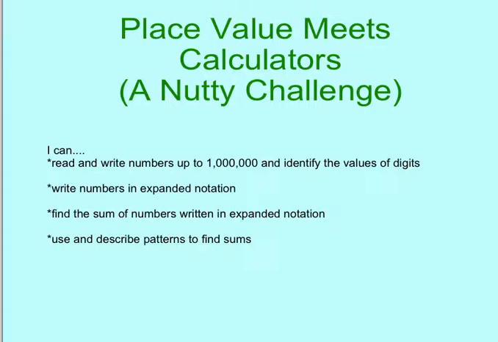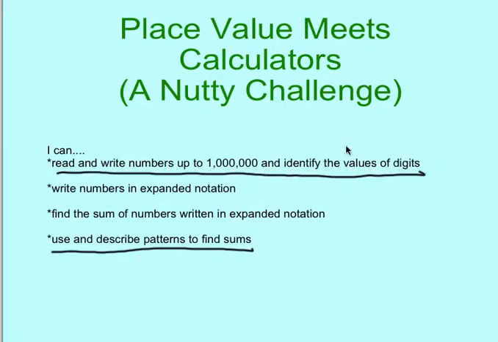Your learning objectives: I can read and write numbers up to 1 million and identify the values of digits, so place value. I can write numbers in expanded notation. I can find the sum of numbers written in expanded notation, and I can use and describe patterns to find sums. Specifically today, we are going to be working on this one, at least in the video, and then also reading and writing our numbers and looking at the values of digits. So here we go. Let's get started.